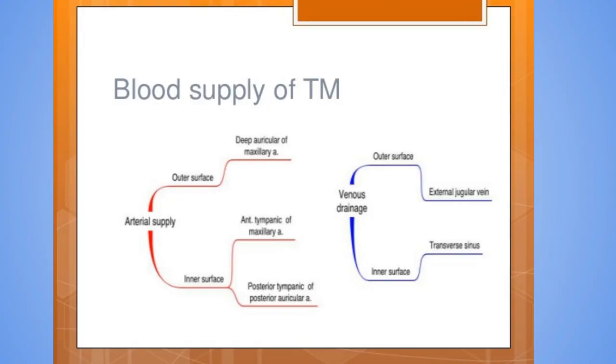Now, next is the blood supply of the tympanic membrane. The outer surface is supplied by the deep auricular branch of the maxillary artery, and the inner surface is supplied by the anterior tympanic branch of the maxillary artery, and also by the posterior tympanic branch of the stylomastoid branch of the posterior auricular artery. About the venous drainage, the veins from the outer surface drain into the external jugular vein. Those from the inner surface drain into the transverse sinus and into the venous plexus around the auditory tube. The lymphatics pass to the preauricular and the retropharyngeal lymph nodes.